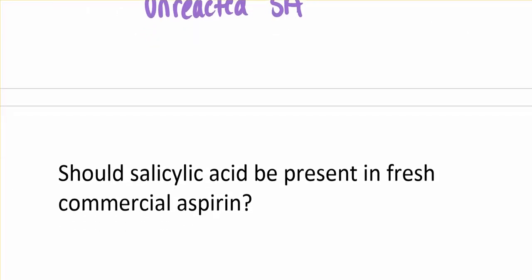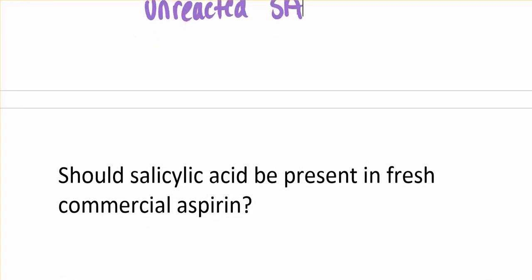Okay, what if we went to the store and we bought some fresh commercial aspirin? Would we expect salicylic acid to be present? No, and so we wouldn't expect it to turn purple when we tested with iron 3 chloride.